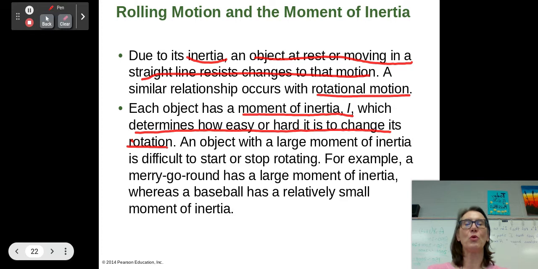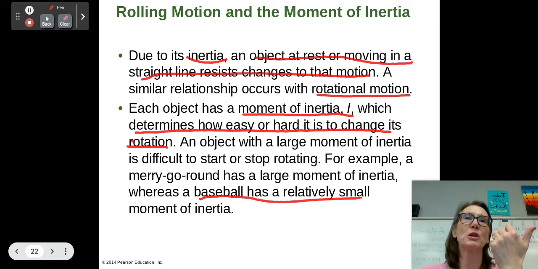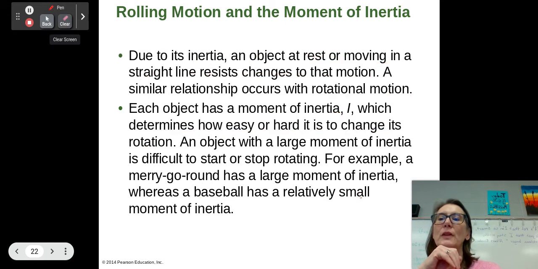As an example, if you think about playing on a merry-go-round, to get that merry-go-round going is kind of difficult. You have to put in a lot of force at first to get it moving because it's so big. But if you compare that to a baseball, the force required to cause that baseball to rotate is relatively small compared to that of the merry-go-round because, again, the size is smaller. So that's what we're talking about with moment of inertia.